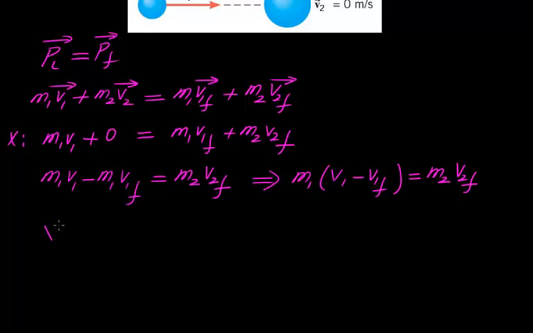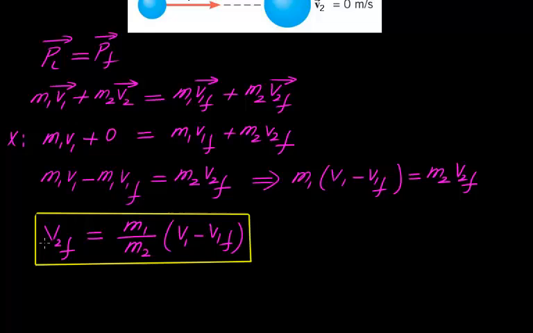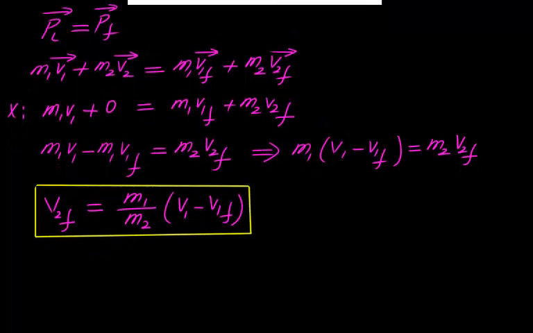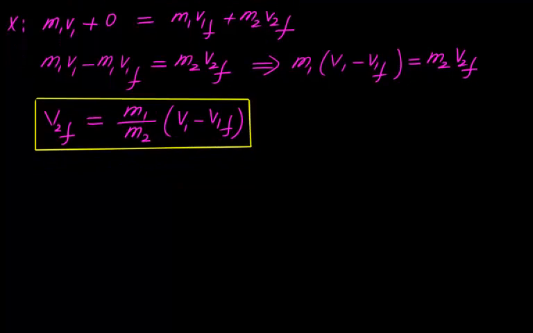Isolate the v2 final. By dividing both sides of the equation by m2, you obtain m1 over m2 times (v1 minus v1 final). Clearly, this equation includes two unknown variables, v1 final and v2 final. For that reason, we need another equation to be able to solve the question.